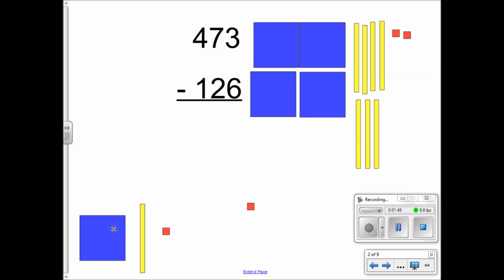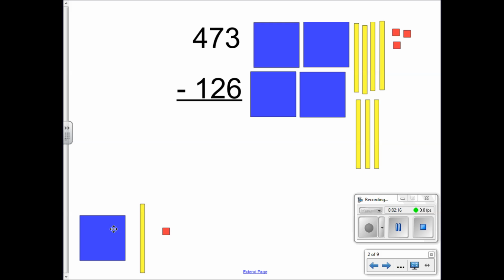So now I have 400s, 7 10s, 3 1s. Now, I'm going to subtract 126. I'm going to decompose it as well: 100, 2 10s, and 6 1s. And I know when I do math, instead of starting and going left to right, I have to start on the right. And on the right over here is the ones place. I'm going to start in the ones place.